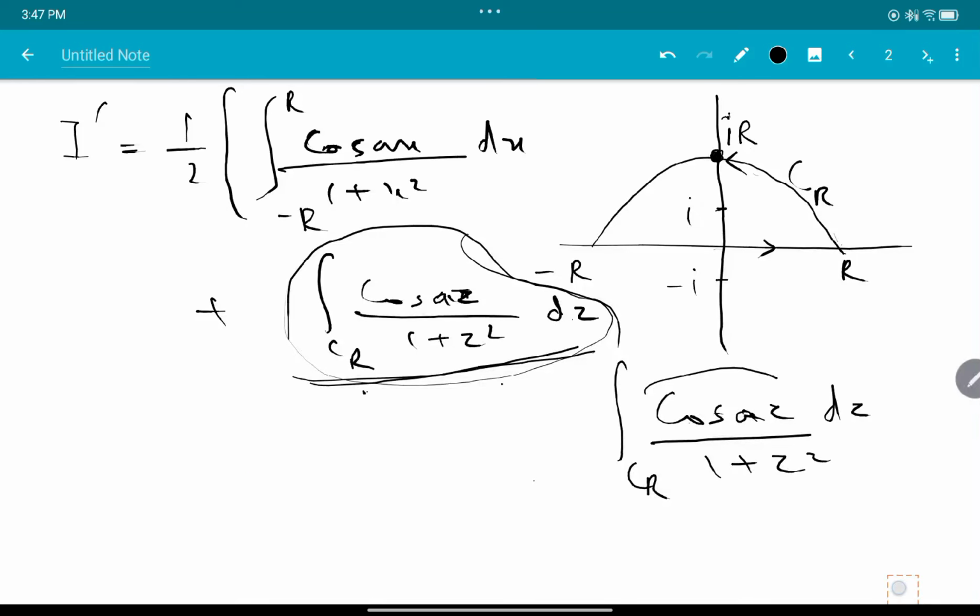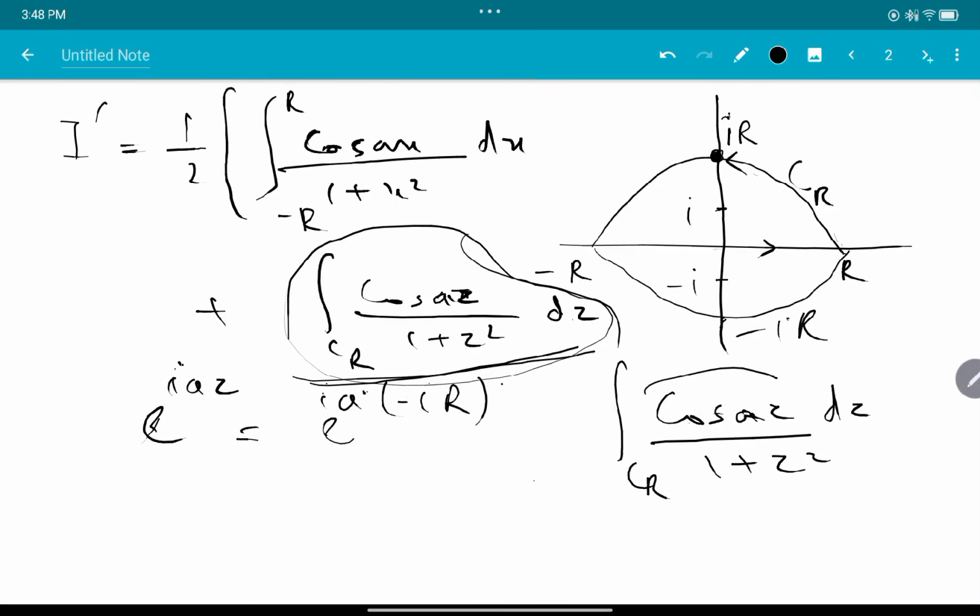For example, had we taken the lower loop, then the same point would have been minus iR. But at that time, this e raised to i az term would blow up. That would go to infinity. As you can see, e raised to i az with z equal to minus iR is e raised to minus 1 into minus, that is plus aR. So this then becomes a problem for us. What to do? How to handle this?